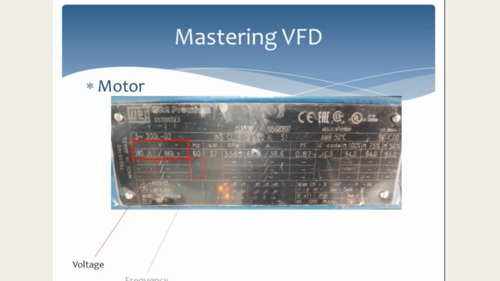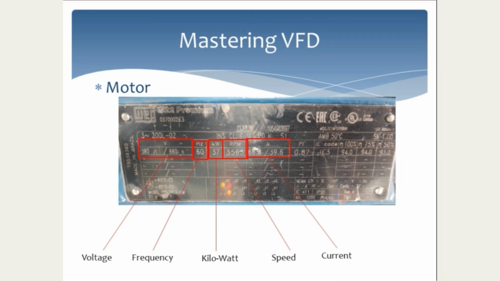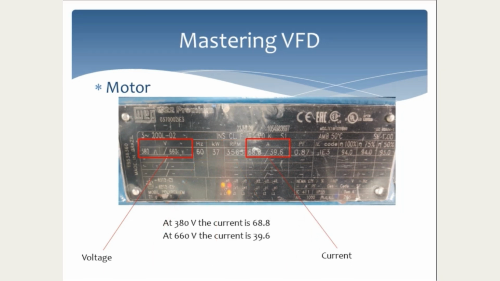Here is another example of a motor nameplate. All relevant information is marked. We might see on the motor's plate two values of voltage and two values of current. Well, that is related to the voltage at star and delta wire configuration. For example, here at delta connection, the voltage will be 380, and at star connection, the voltage will be 660. And at 380 volts, the amperes will be 68.8 amps, and at 660 volts the current will be 39.6.